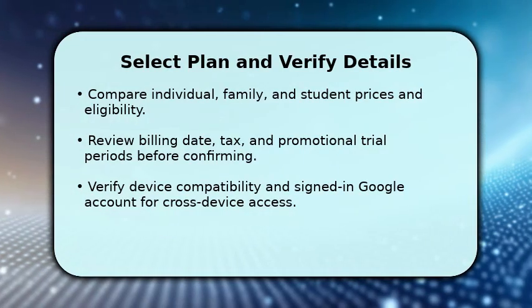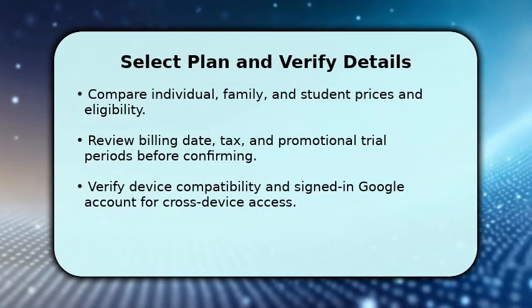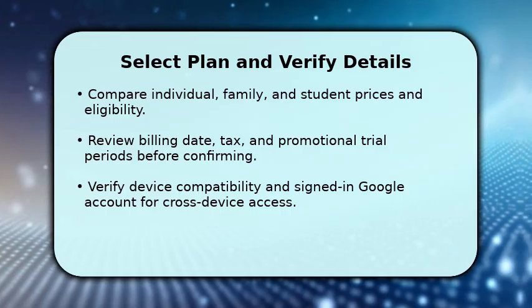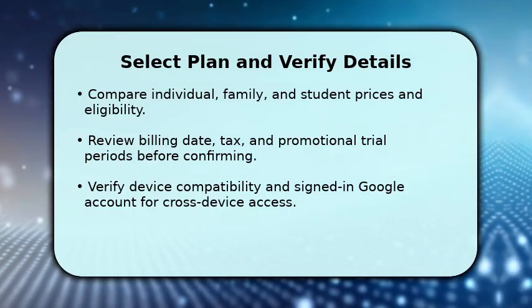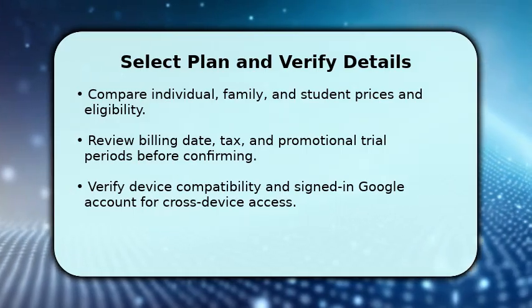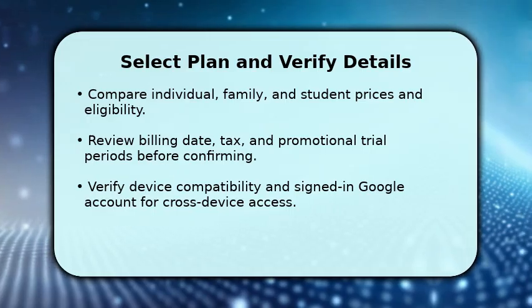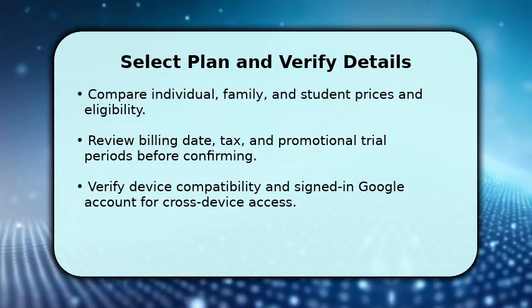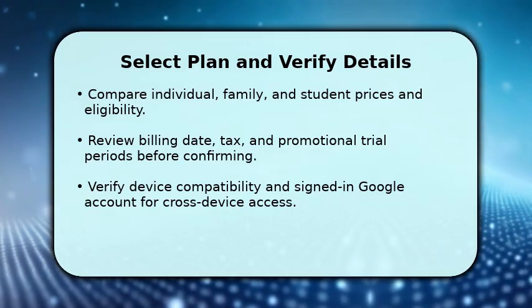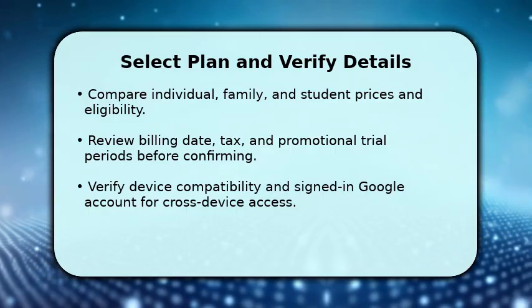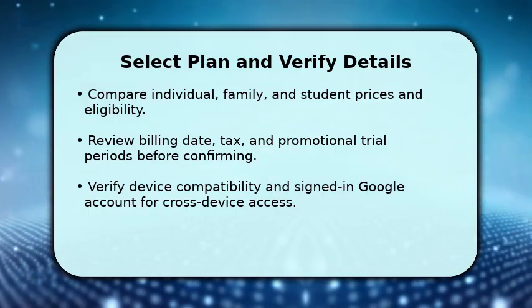Once you've initiated the flow, choose the exact plan that matches your needs. If you pick family, invite members from the family management screen and confirm addresses match region rules. For student plans, be prepared to verify enrollment through the third-party verifier. Make sure the payment method is correct. Check any taxes or discounts applied. Confirm device compatibility. YouTube Premium works across phones, tablets, and browsers when you're signed into the same Google account.